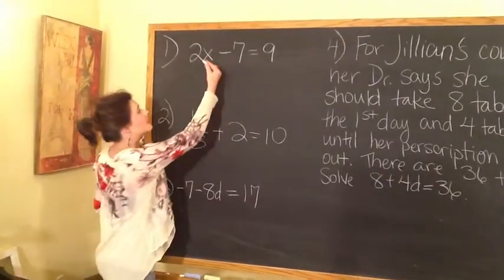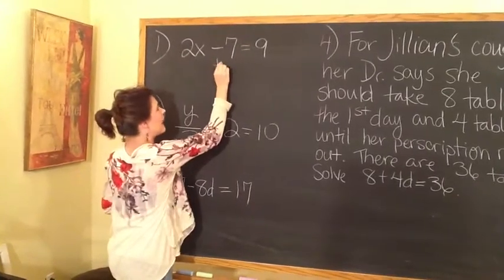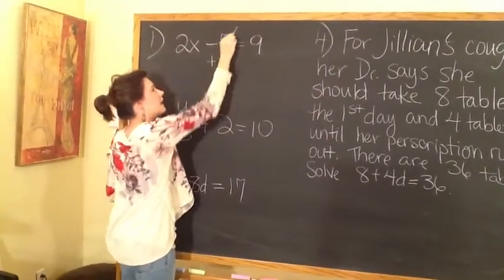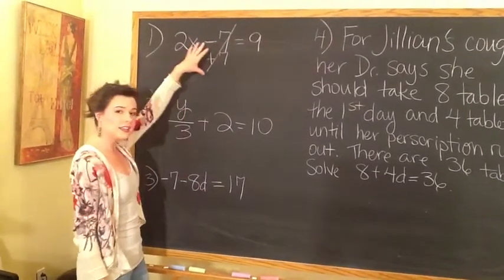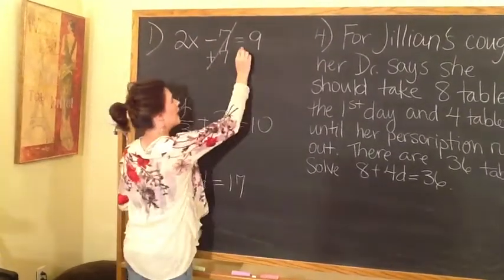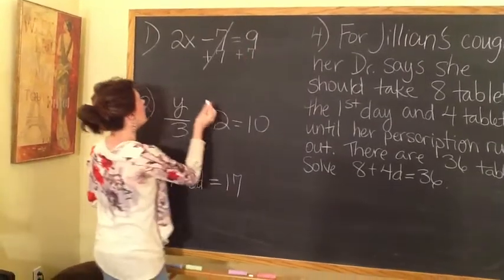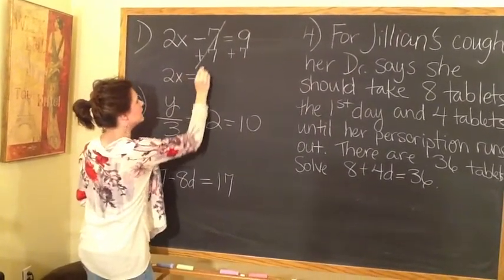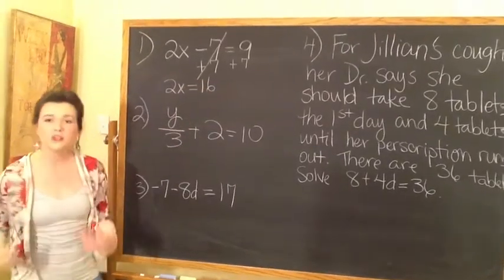So instead of subtracting 7, I'm going to add 7, because negative 7 plus 7 is going to give us 0, so it's going to cancel it out. But if I do it on this side, I also have to do it on this side. So I'm going to add 7. So now we have 2x equals 16.